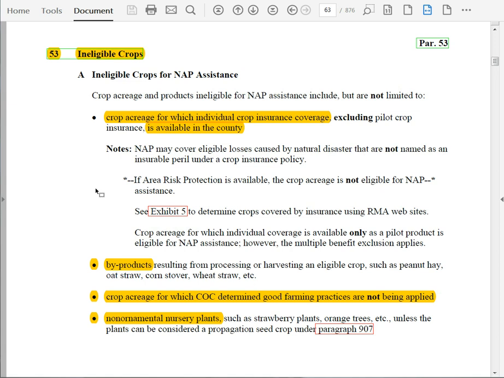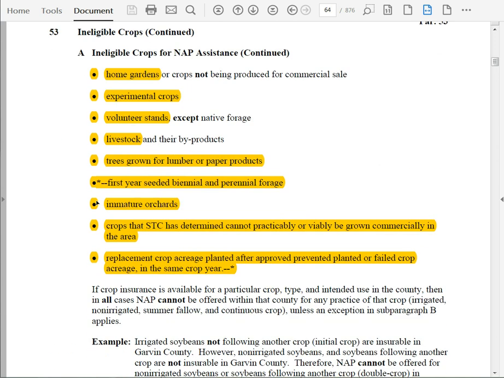Crops that are grown without good farming practices being applied is a little tricky to pin down, as there isn't a clear definition or guidance here. This line, I believe, is made intentionally vague so as to protect the program's integrity from all kinds of abuse. Non-ornamental nursery plants could include fruit trees grown for private homeowners to plant in their backyard. However, a nursery growing propagation stock for a commercial operation could get coverage. Home gardens, experimental crops, and volunteer stands are out as well.